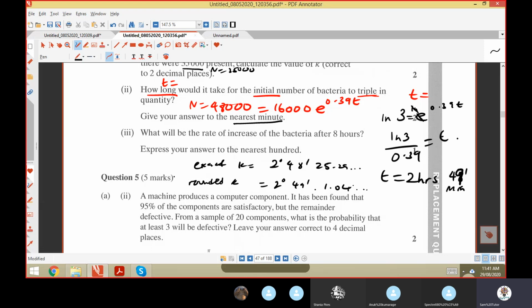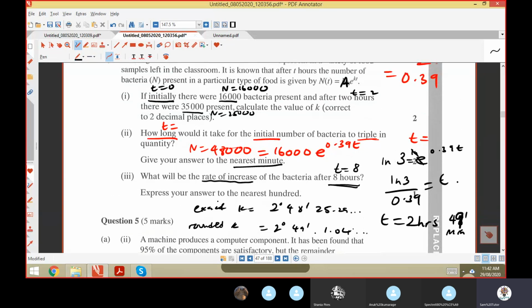All right. Triple I. What will be the rate of increase? Rate of increase, what do we do? What's the word? Rate. Derivative. Not used to it yet? You've got to get used to it. When you see rate, differentiate. What is the rate of increase of the bacteria after 8 hours? So when time is 8, find me the rate.